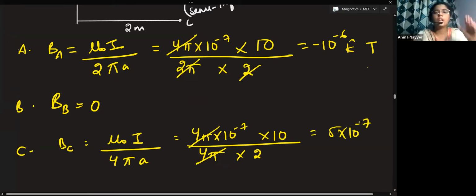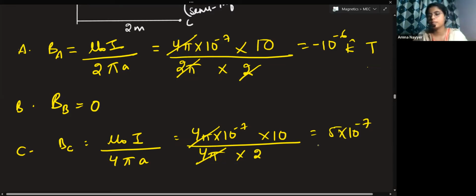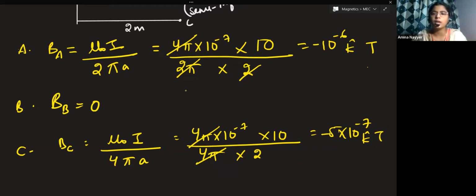Again, use your right hand. I'm showing with the help of left hand. Curl your fingers like this. So the thumb will lead to which direction? If you curl your fingers, it will lead inwards. So that becomes minus k cap Tesla. With the right hand only, you see, like this, fingers will get curled, points inwards. That is how you have to calculate.